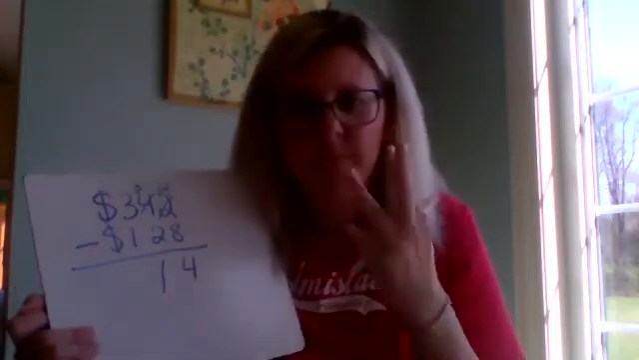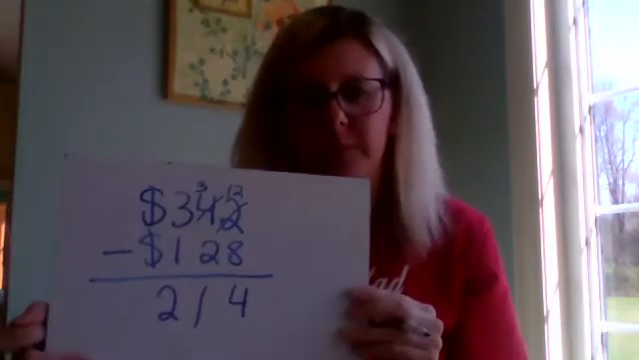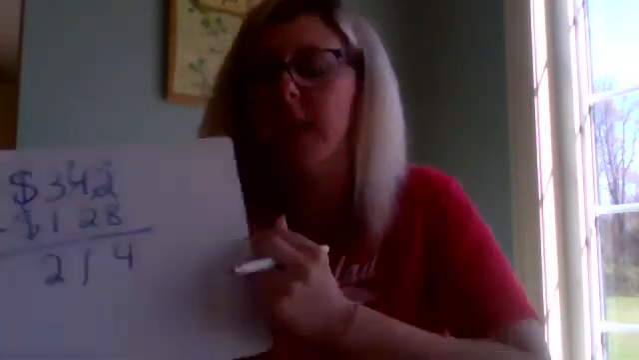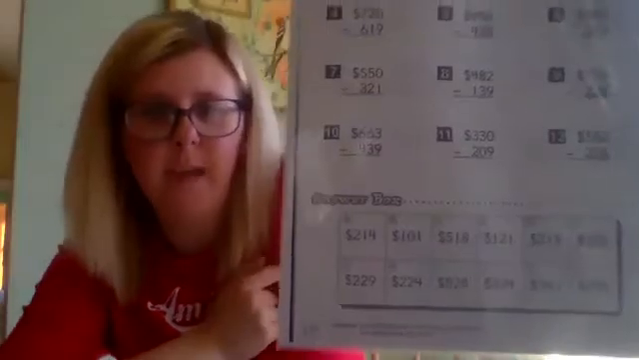3 minus 2 is 1. 3 minus 1 is 2. Am I done? No, I need my dollar sign. $214. So now you need to look down here. A is 214, so I found it down there, that is correct.